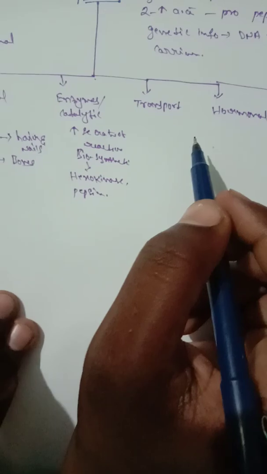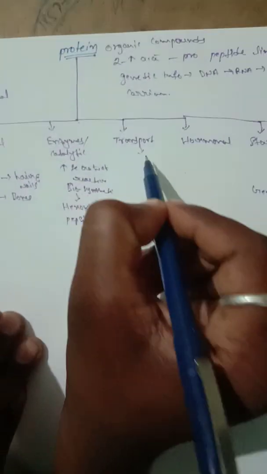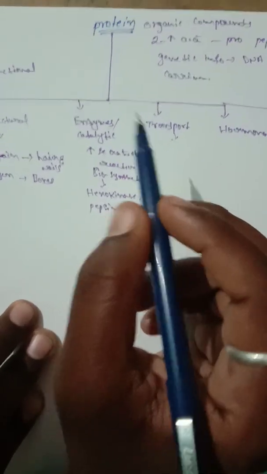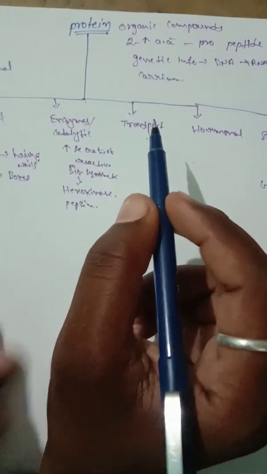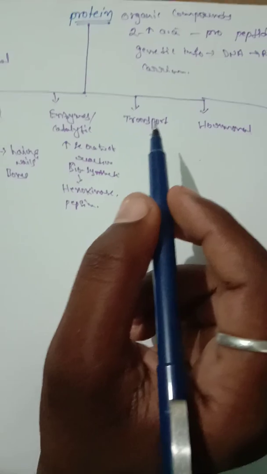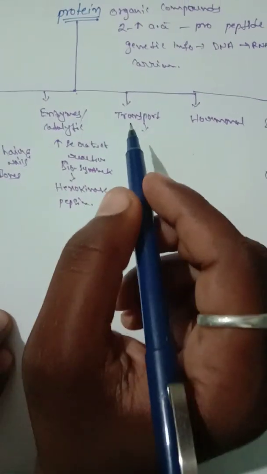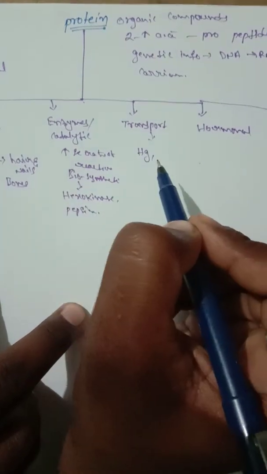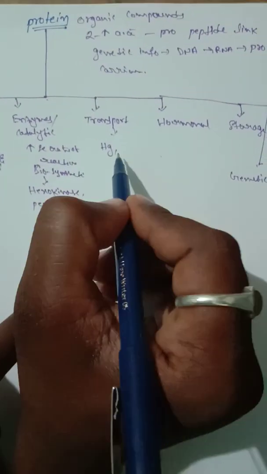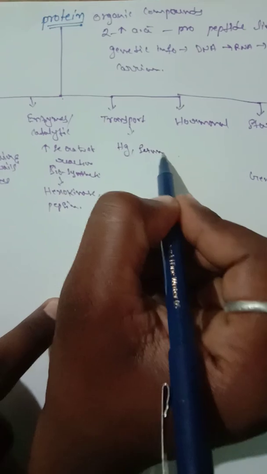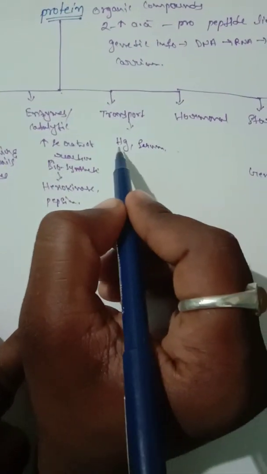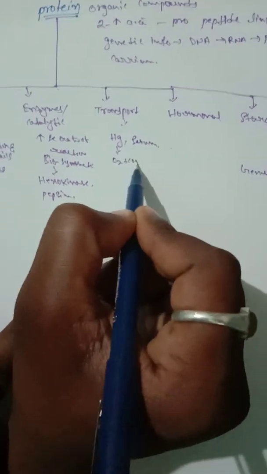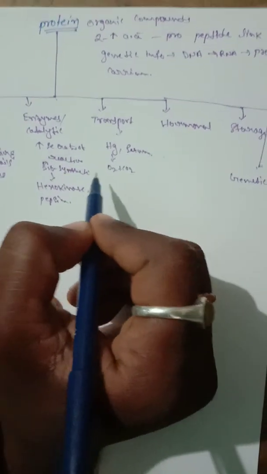The next one, transport proteins. These proteins are involved in the transfer of a chemical group, transfer of any other molecule in the body from one place to another place. Example, hemoglobin. The next one, serum. The hemoglobin is mainly involved in the transportation of oxygen and carbon dioxide in the body.